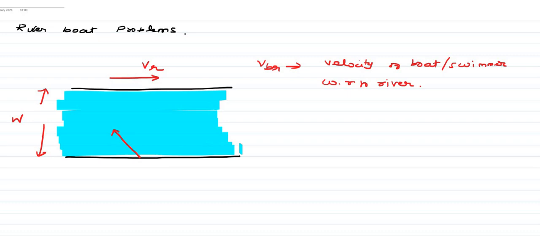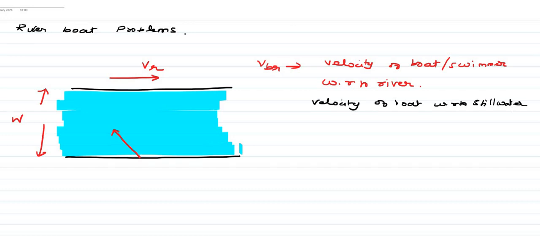Or sometimes we can say velocity of boat with respect to what? That is still water. Still water means in the water there is no current, it's just like a tank, how the water will be, the same way.